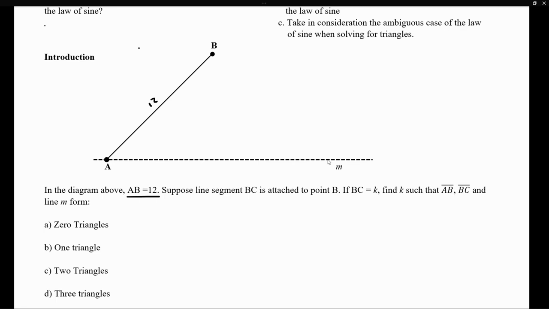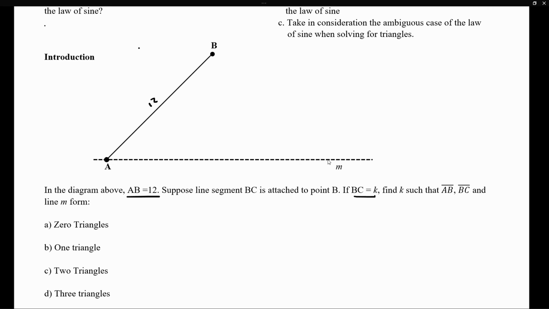So we're going to be creating a line segment BC where we're going to be defining our point C in different places in our diagram. But the only condition is that BC, or this line segment that we're about to create, is going to have a length, which we're going to call K. Now we want to define K in such a way that AB, BC, and line M form different triangles. So what do we mean by all this?